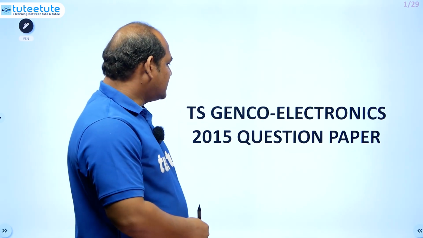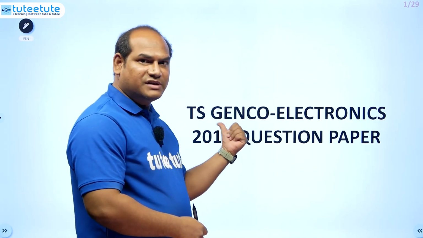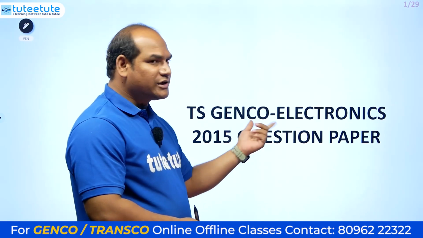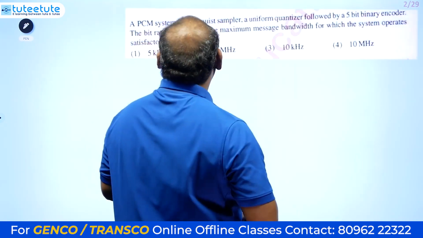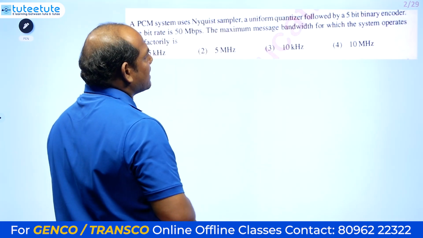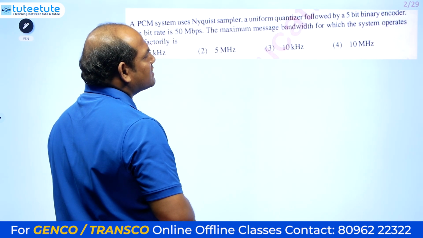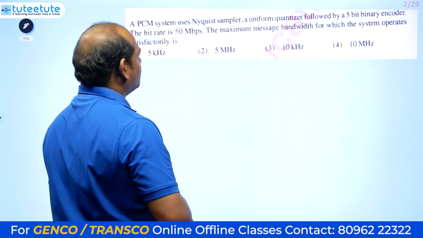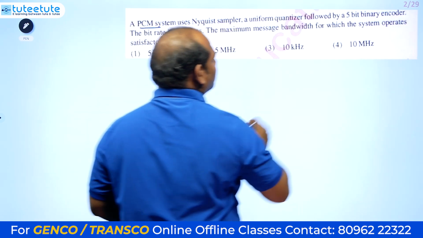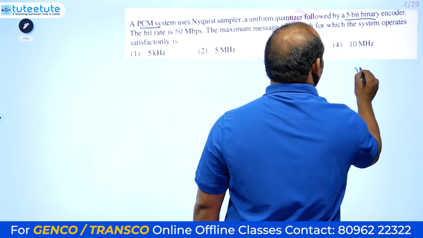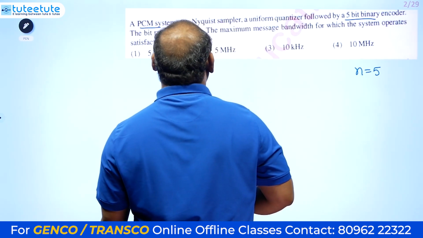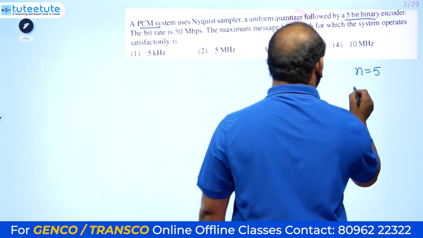In this video we will see the previous question paper of TS GENCO, that is the 2015 TS GENCO question paper related to electronics stream. First question: a PCM system uses a Nyquist sampler, a uniform quantizer followed by a 5-bit binary encoder. So the question is related to PCM and a 5-bit binary encoder, that means n is equal to 5. The bit rate is 50 megabits per second.